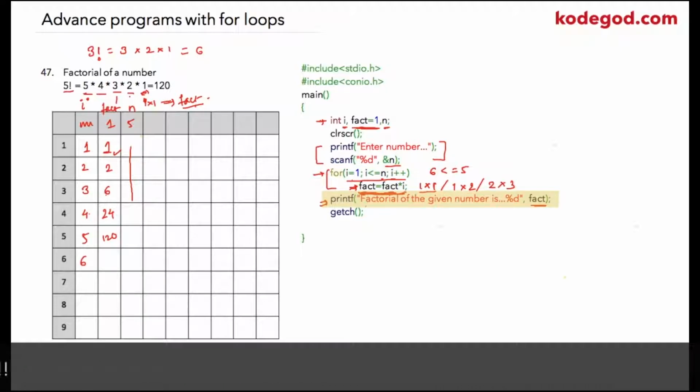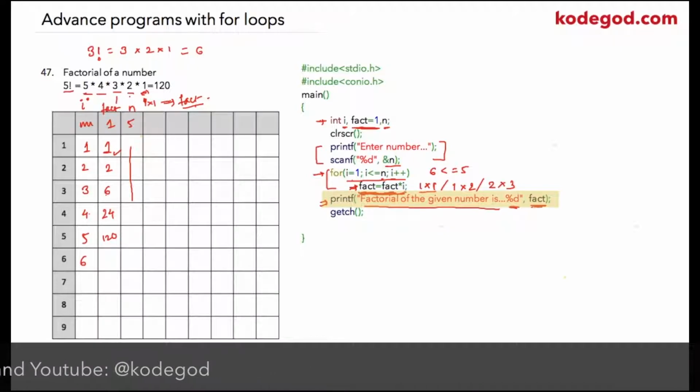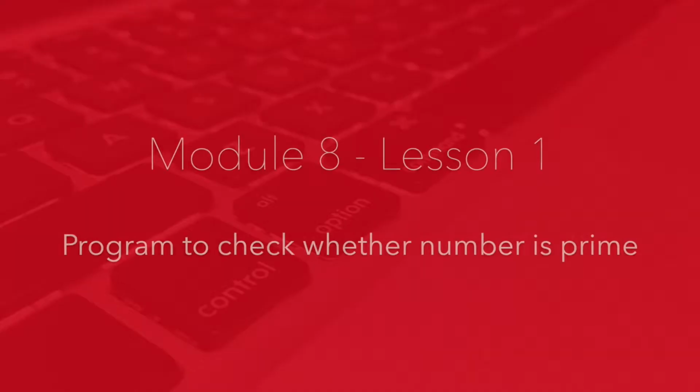And in the next line, we are just going to print "factorial of given number is %d", and we are printing the value of fact. So fact will be replaced over here, so the output will be "factorial of the given number is 120", and after that your program will be completed.